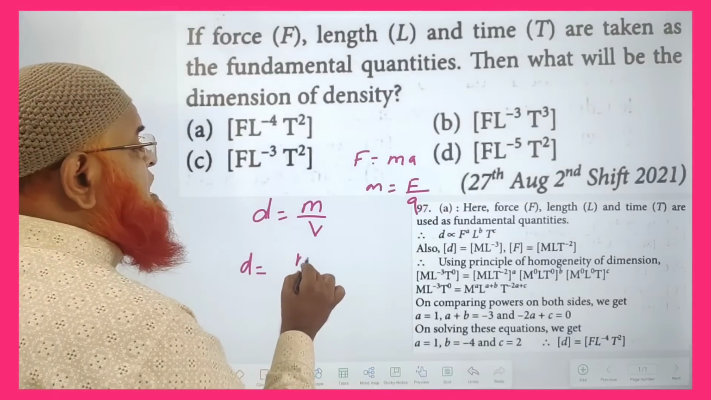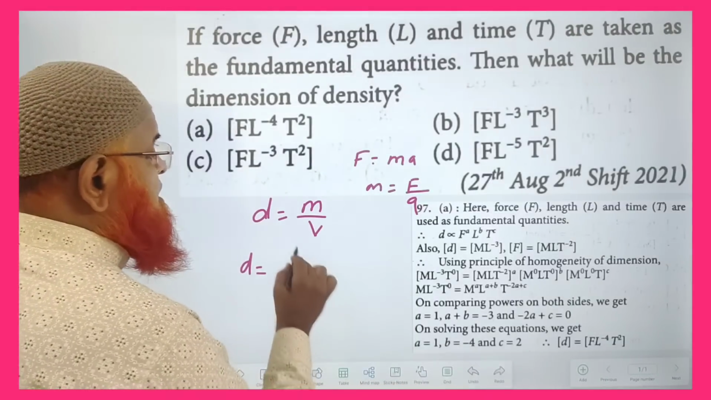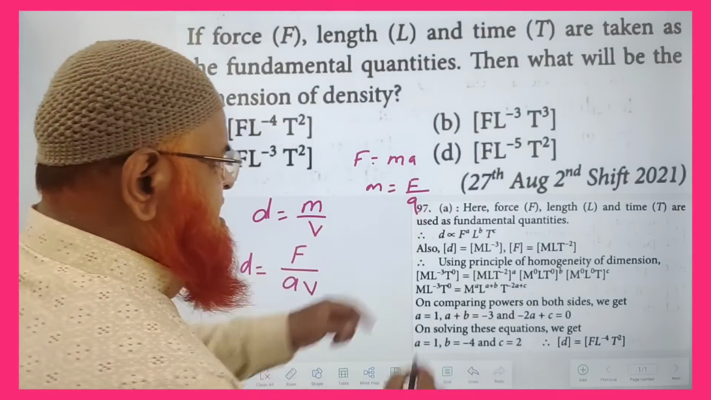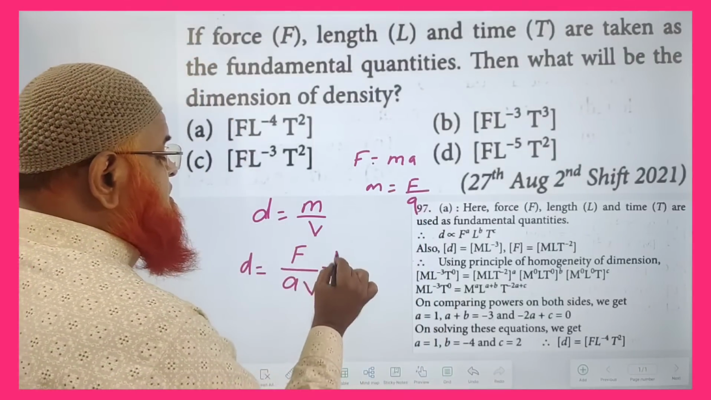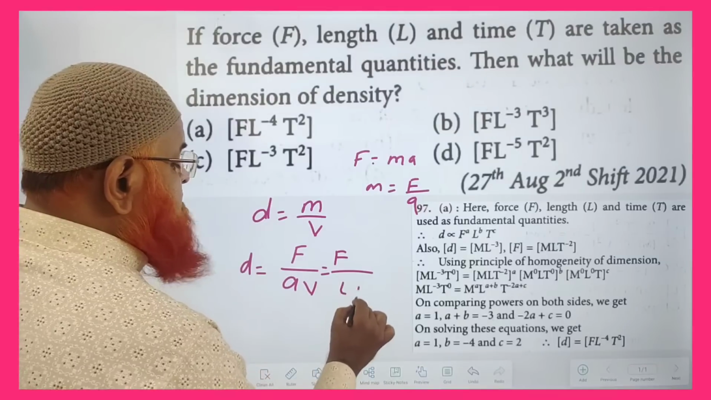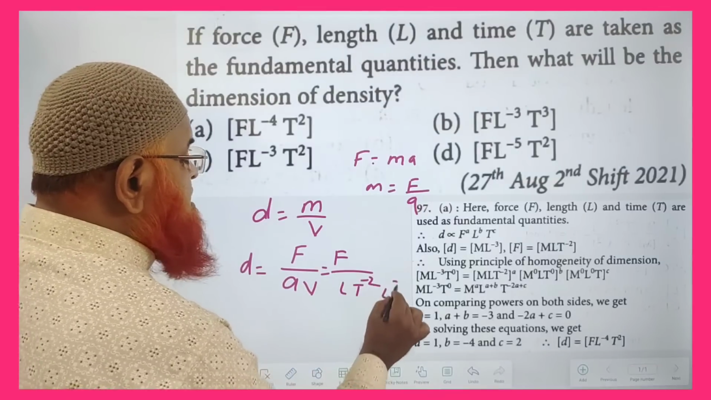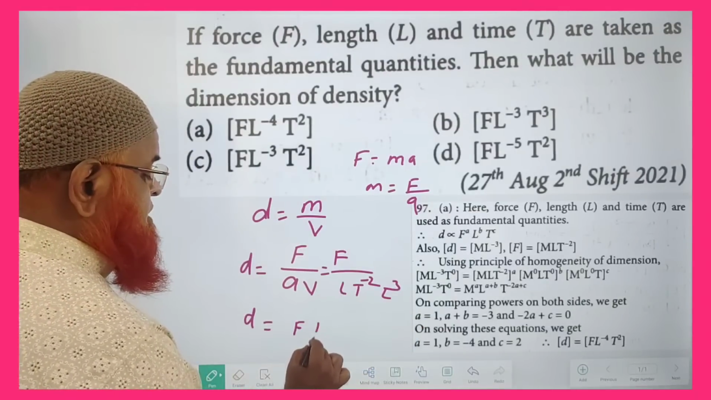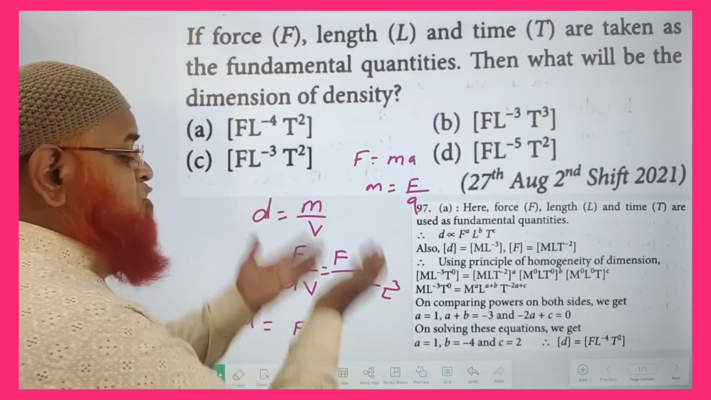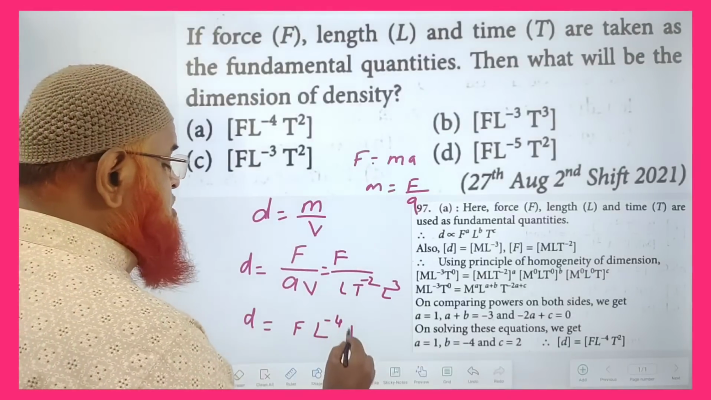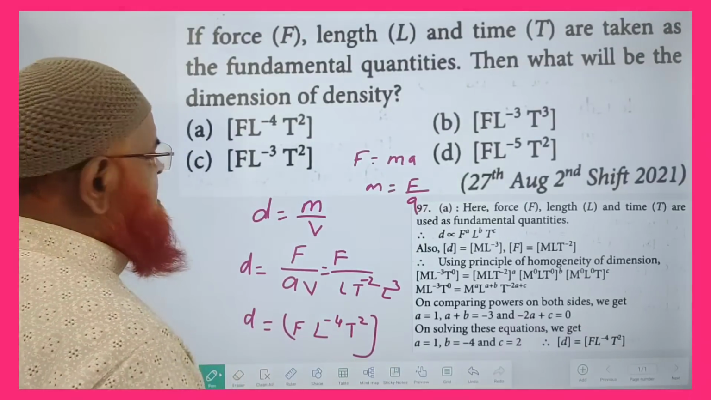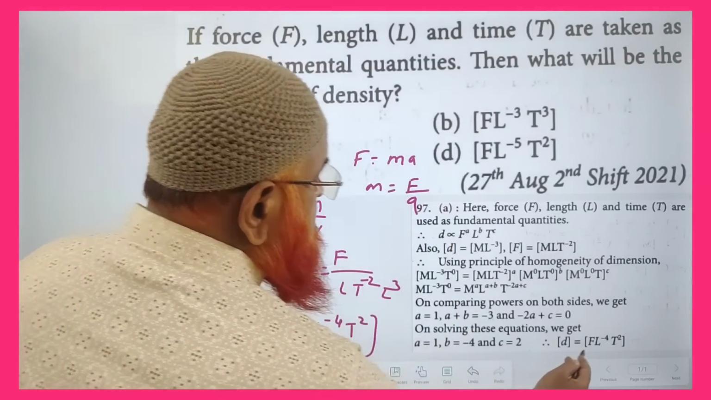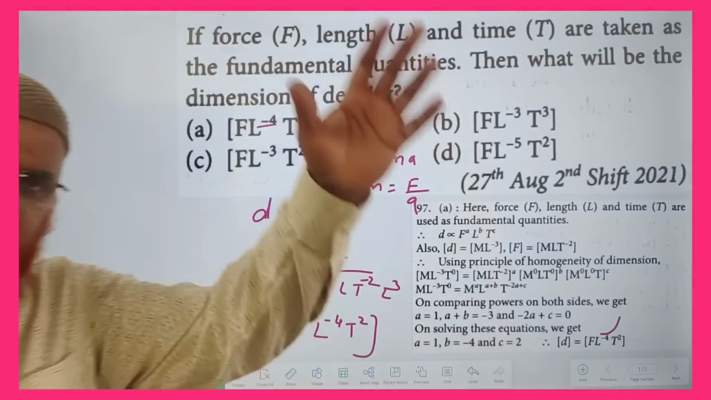So M is equal to F by A. Already V is present here. So F by A. That's it. Now, F you'll write like that only. Divided by A means LT power minus 2. Volume is L cube. That's it. Your answer is ready, my dear. This is L power 4, becomes L power minus 4, comes to the numerator. T power minus 2 comes to the numerator, becomes T square. I think your correct answer is this one. Thank you very much. Have a nice day.